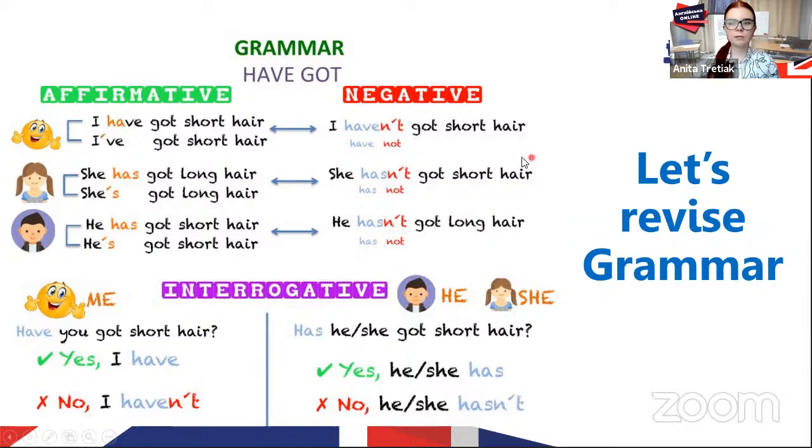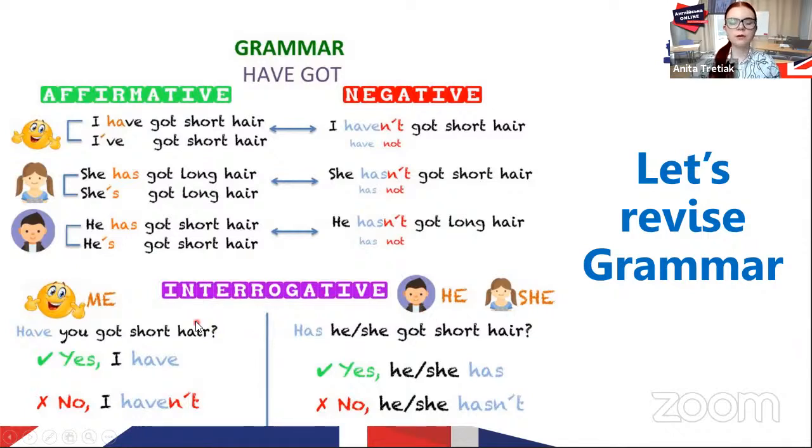Haven't got. But if you have she or he or it, it goes to has not, hasn't got. She hasn't got short hair. He hasn't got long hair, and so on. So with I, you, we, and they, you use have not or haven't got. With he, she, and it, you use has not or hasn't got. And that's it with negative forms.